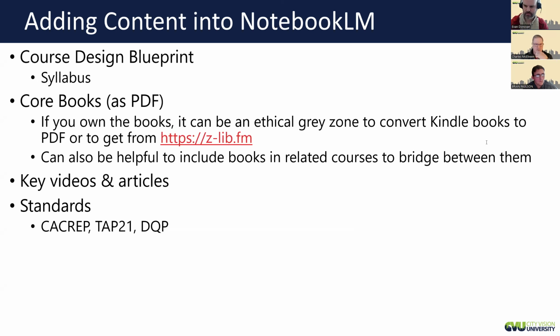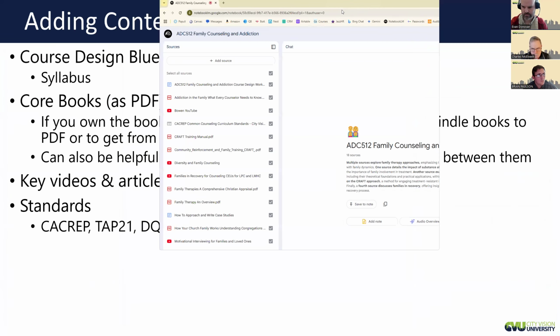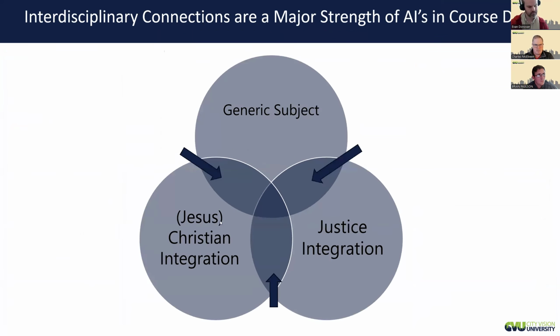So I'll use an example of how I did this on family counseling. Now, this is the new Notebook LM, and you can see all these different things that I added. I added the textbooks. This is the course design document. I added some YouTube videos. You can see I added TAP 21 standards, and I think I added K-CREP standards in here somewhere, and Lumina Foundation. And then you can see I've tracked a lot of notes, and this is where you can interact to ask questions. So that's the basic setup that I did for that.